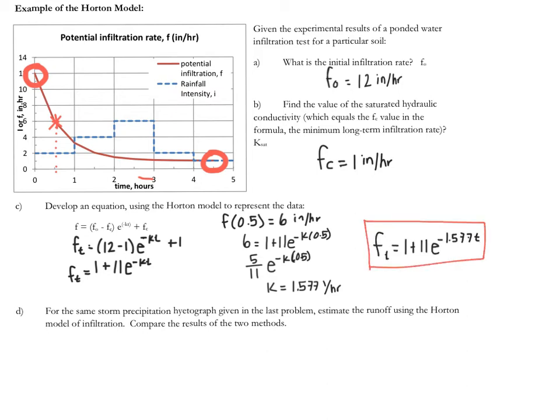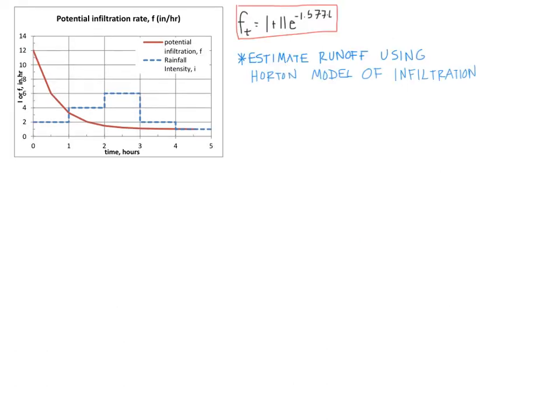To solve for part D, we're going to use the same approach where we made a table as I did in the other example. I'm going to go to a new slide to do this. We are going to estimate the runoff using the Horton model of infiltration. You should recognize this storm as the same example from the index method storm. We're also going to apply this to the same 100-acre watershed.